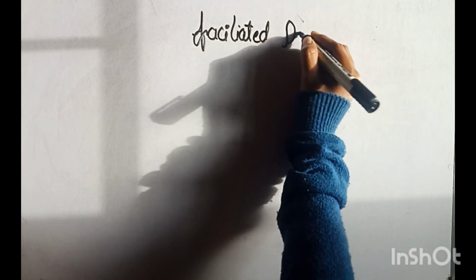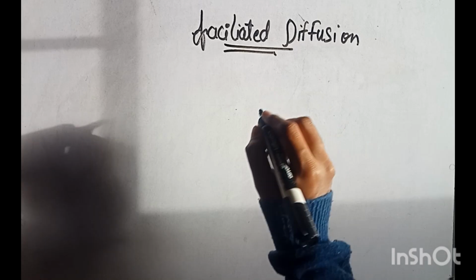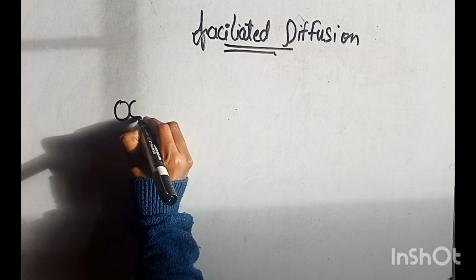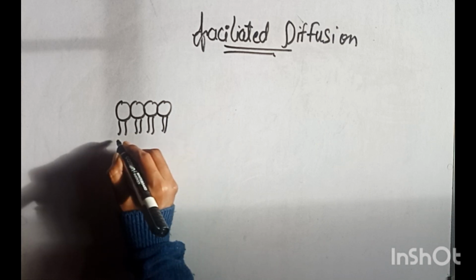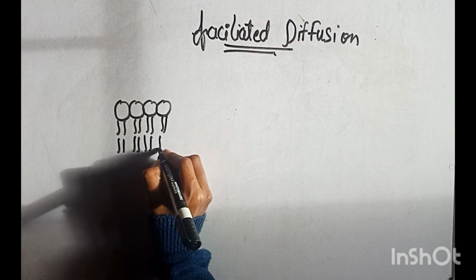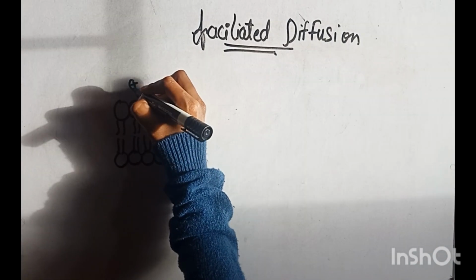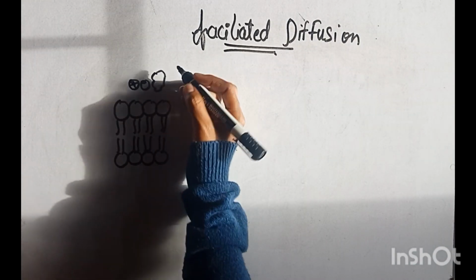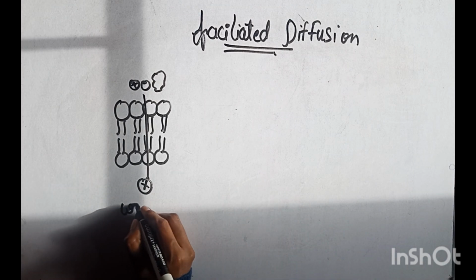In this video, we discuss facilitated diffusion. Facilitated diffusion is a transportation process where substances move from high concentration to low concentration. This is the plasma membrane, and highly charged molecules and big molecules are not easily crossed by simple diffusion.